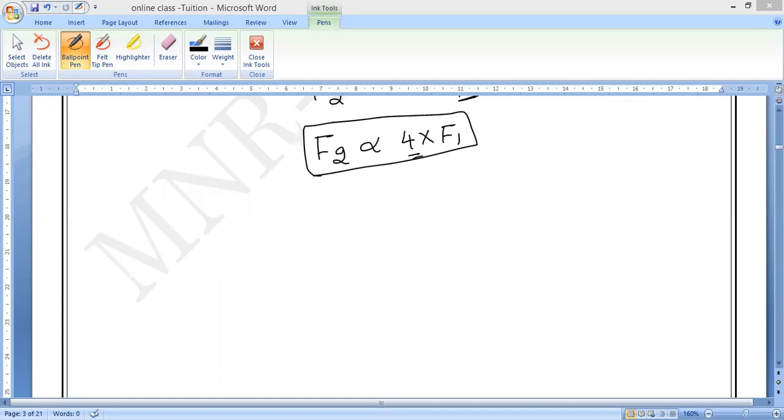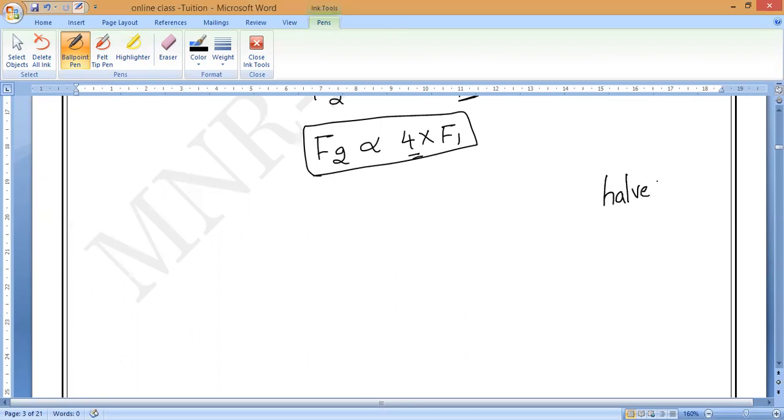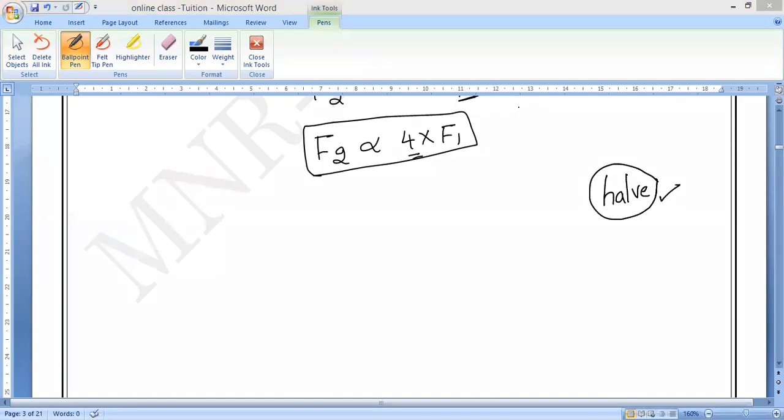And if we halve the distance, what do you mean by halve? Half, 1/2. Halve means half. Remember that.